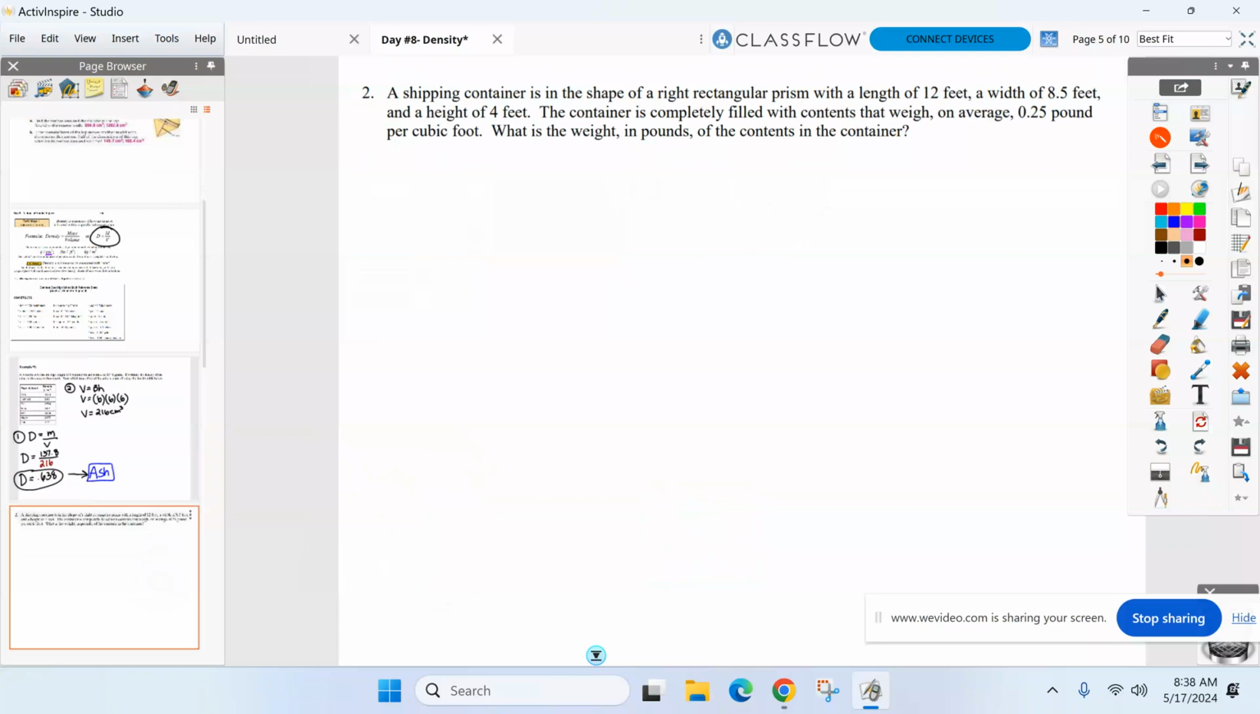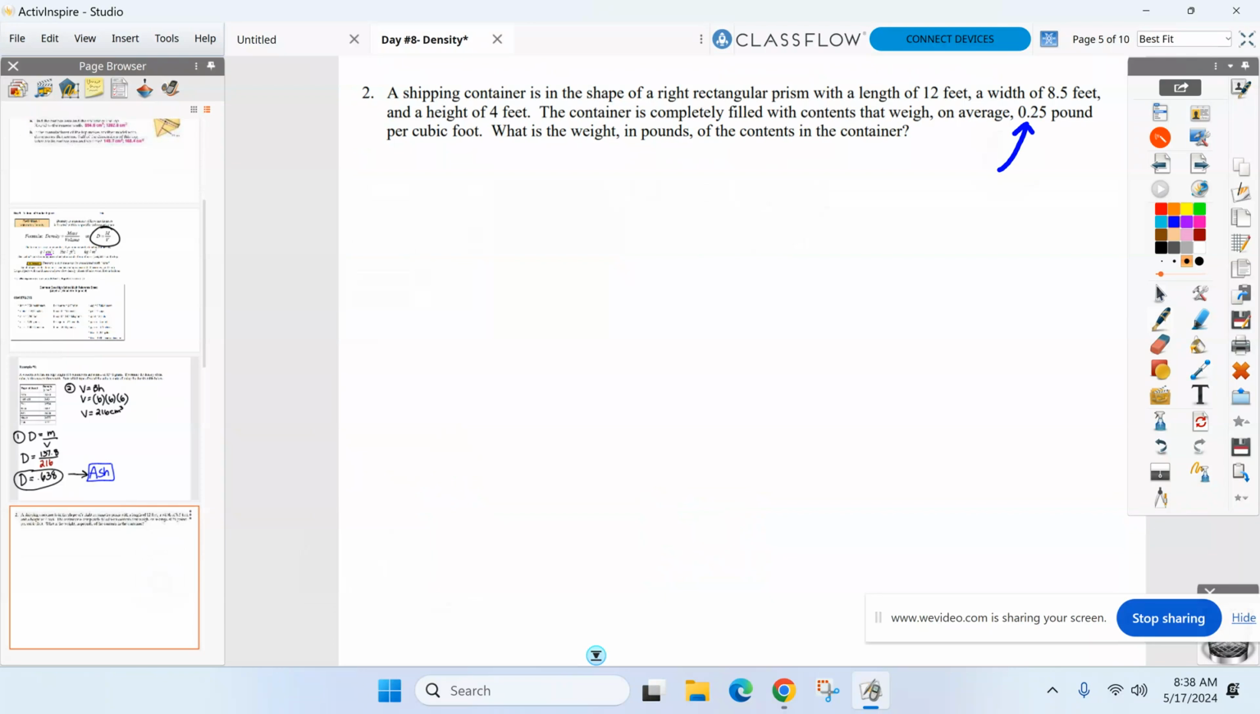Oh, a little shipping container. Those are things on the boats there. Rectangular prism we're working with. You guys see the dimensions? And when I fill it, it weighs on average 0.25 pounds per cubic foot. Remember what I was talking about earlier? Hey, 0.25, right here. I don't come out and say it, but does everyone see the labels I put with it?